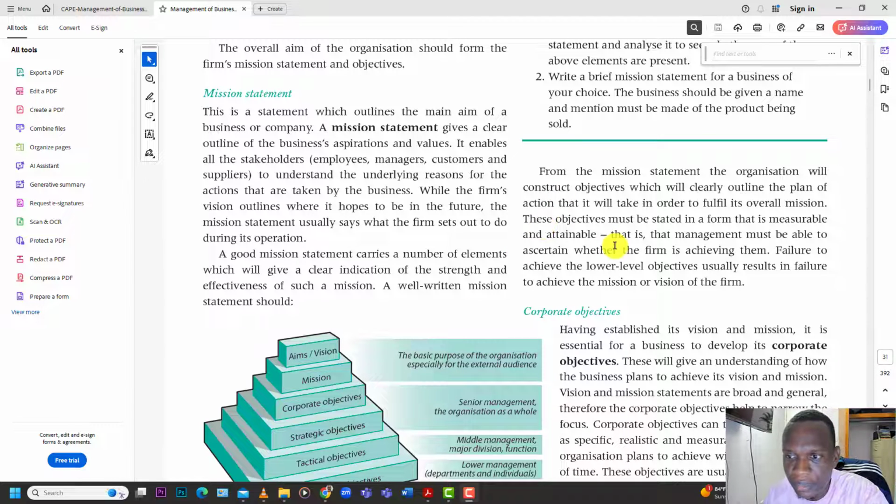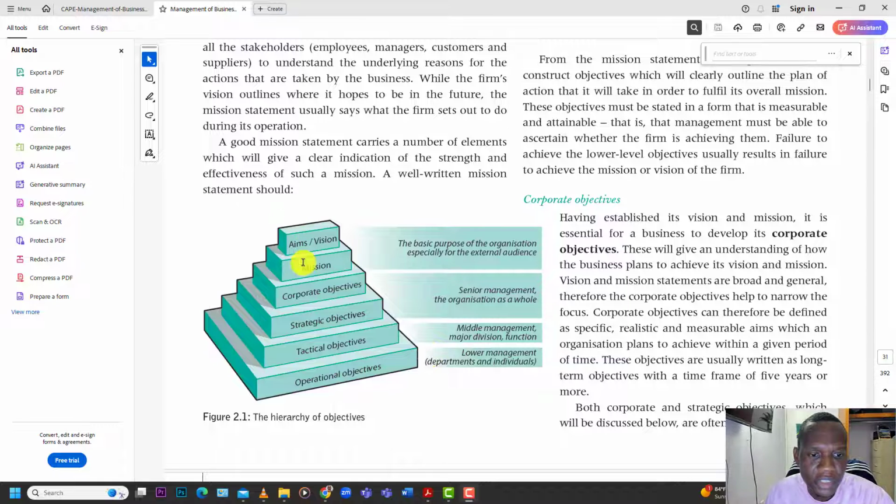From the mission statement, the organization will construct objectives, which will clearly outline the plan of action that it will take in order to fulfill its overall mission. These objectives must be stated in a form that is measurable and attainable. That is, the management must be able to ascertain whether the firm is achieving them. Failure to achieve the lower level objectives usually result in failure to achieve the mission or vision.